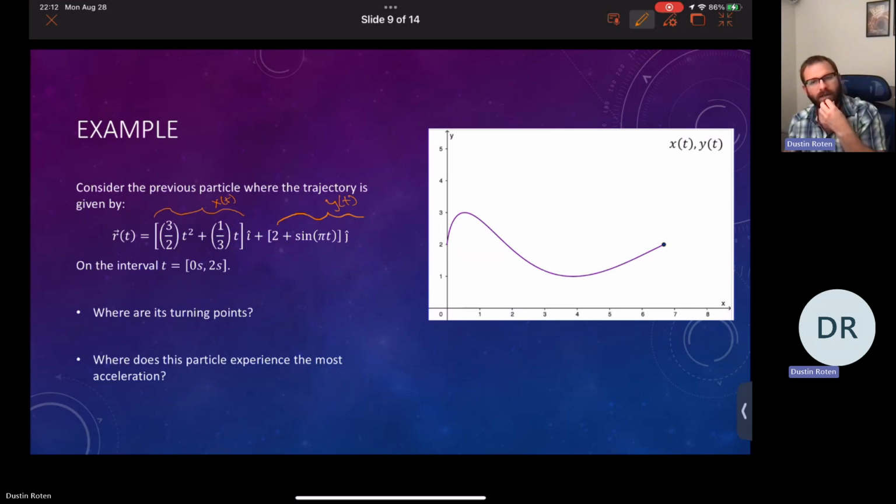So you'll notice the plot here, even though the plot goes from 0 to 8 on the x-axis and 0 to 5 on the y-axis.